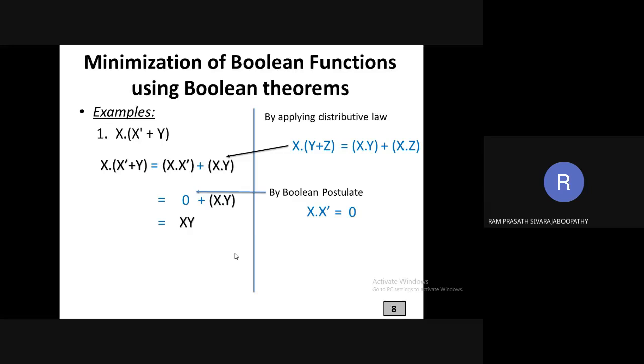Now you tell me how many literals we have in the given Boolean expression and how many literals we have in the minimized Boolean expression. Can you type it in the chat?